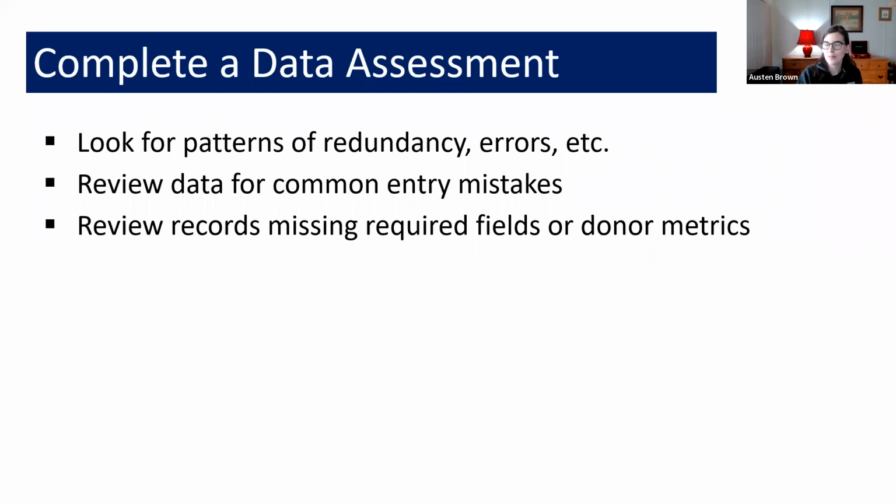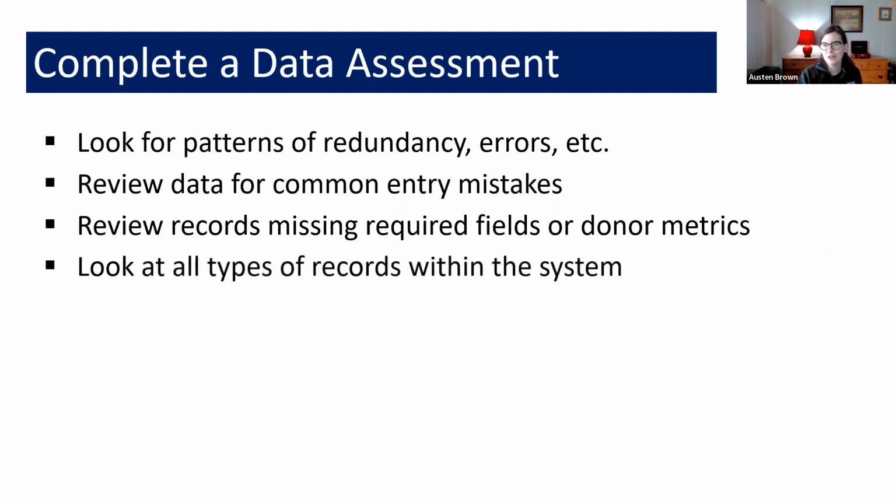Reviewing records that might be missing required fields or donor metrics. This comes into play when you're running reporting, right? So you don't want to manipulate data outside of the database to add things, just track it in the database. Make sure you're looking at all types of records, not just constituent and gift records. There's event records, there's funds, appeals, campaigns. Make sure that everything is up to snuff.